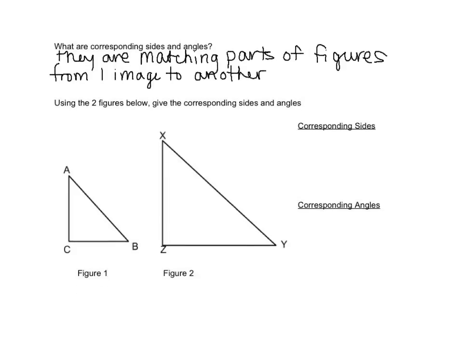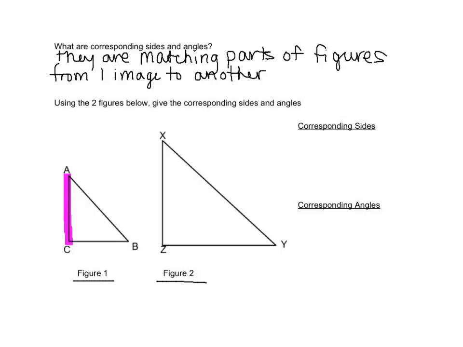So we're going to use these two triangles, figure 1 and figure 2, and we are going to match up and list the corresponding sides and the corresponding angles. And when we do this, we're also going to be working on learning target number 3 from the top of the page, where we are going to work on correct notation. So the first thing that I'm going to do is highlight the sides and the angles that go together.